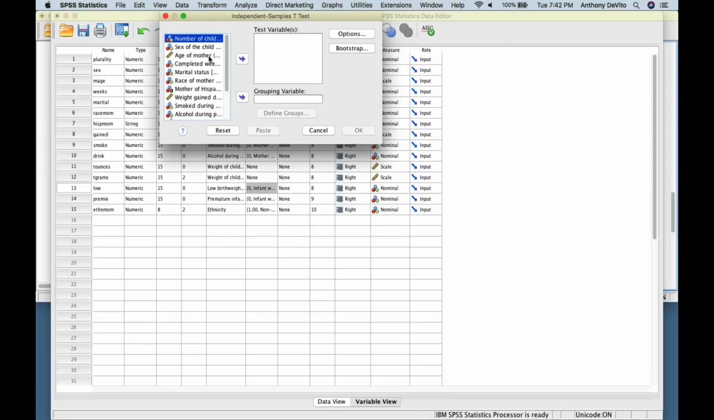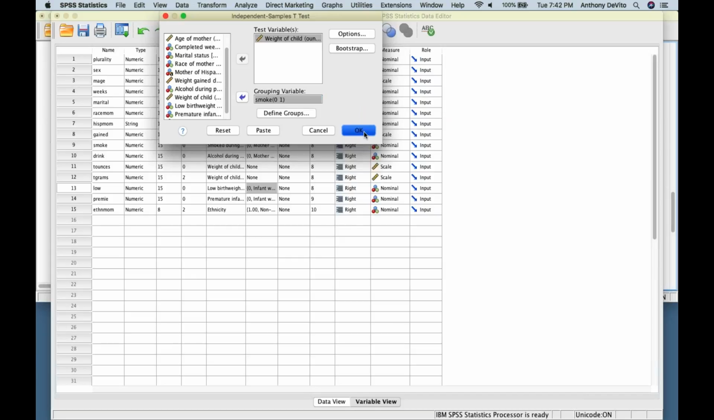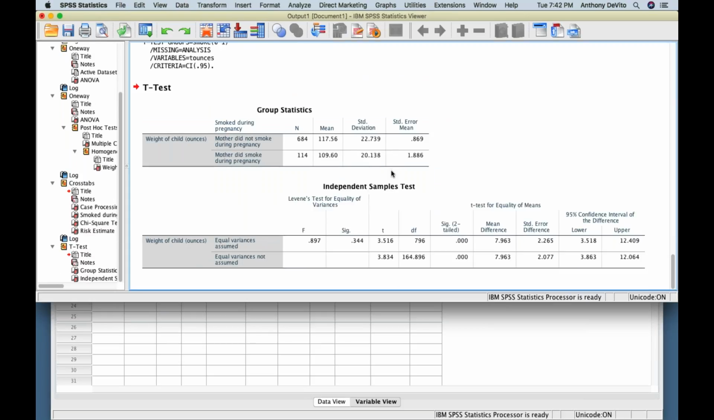Now I'm going to put my numerical variable in here, which is birth weight, the weight of the baby in ounces, and my grouping variable, which is smoking status, in here. Now notice, remember what I told you? It comes up with 2 question marks because it wants me to tell it what those values are. I think they were 1 and 2. Were they 1 and 2 or 0 and 1? Maybe it's 0 and 1. Anybody remember? I'm going to say 0 and 1. If it doesn't work, I'll go back and change this. Click OK. And my t-test worked.